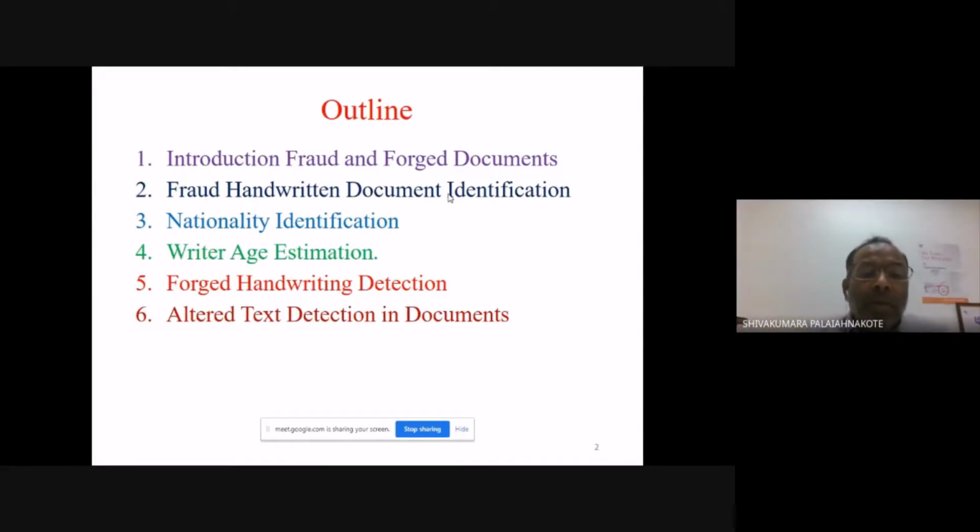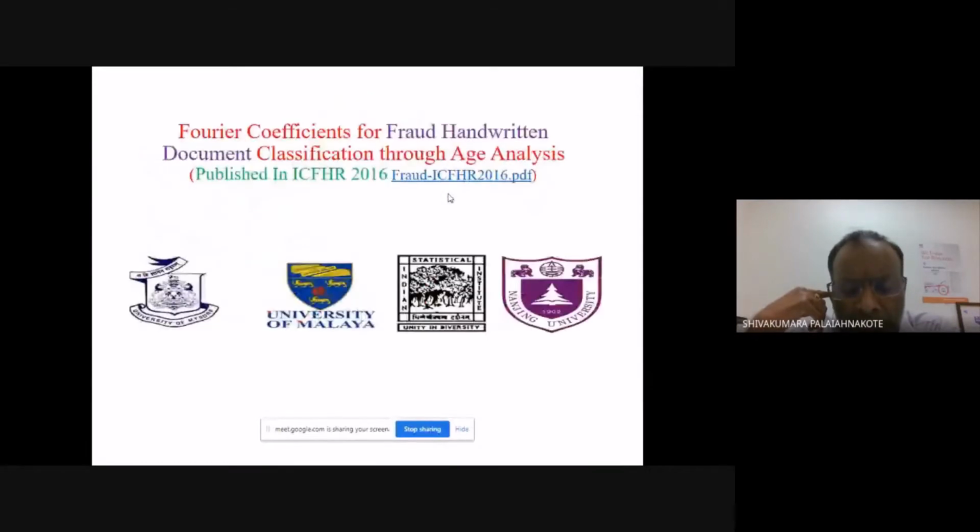So now, maybe I will move to the next slide. Or I forgot something to tell. Fraud, okay, that's fine. Introduction is fine now. This is the first paper I am trying to discuss here. Of course, I don't know your background. If you have a background of image processing, then it will be an interesting topic. If you don't know anything about image processing, then probably it may not be very interesting.